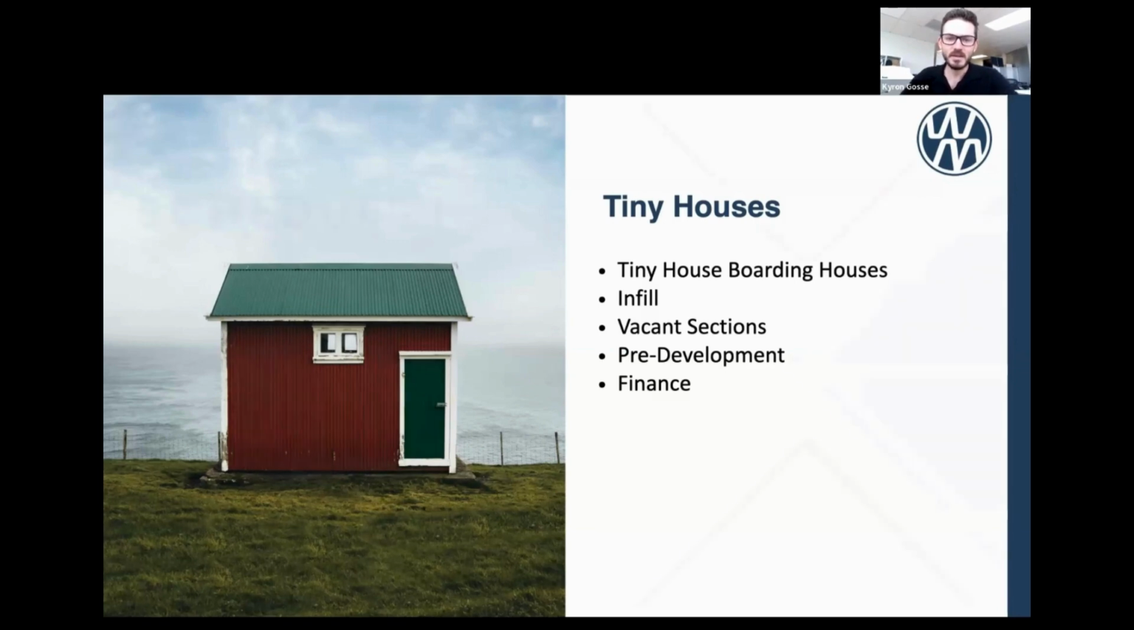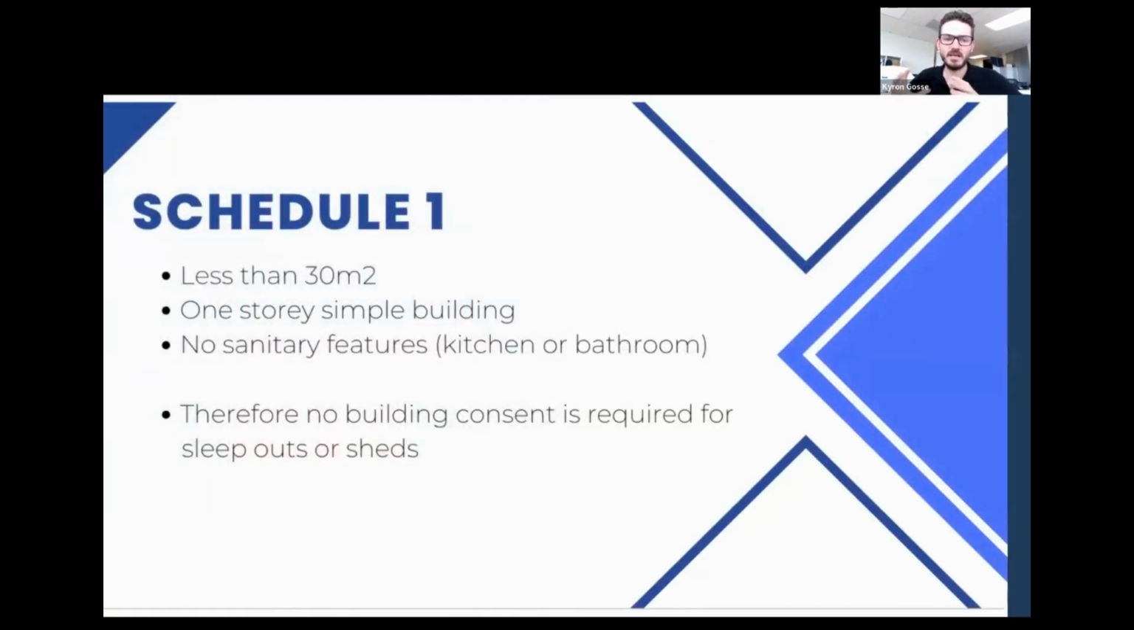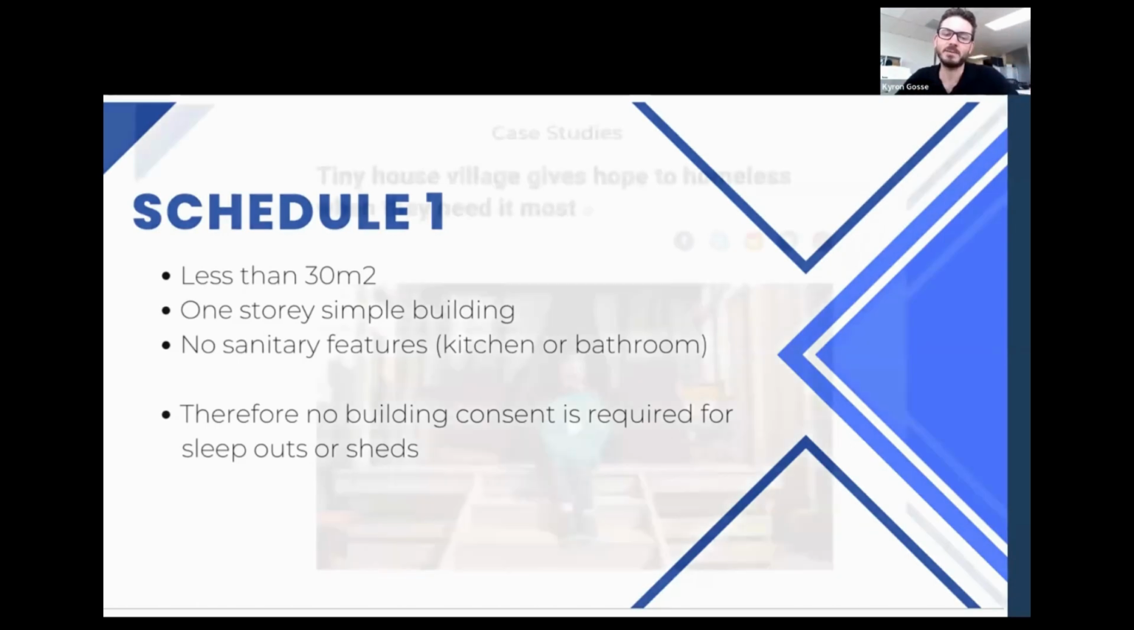So there is part of the Building Act, there's something called Schedule 1, which allows you to build a one-story simple building, less than 30 square meters without requiring building consent. It's something that's typically allowed for with shared sleep outs, that type of thing. There can't be any kitchen or bathroom in it. It still needs to be built to code. You just don't require getting building consent.